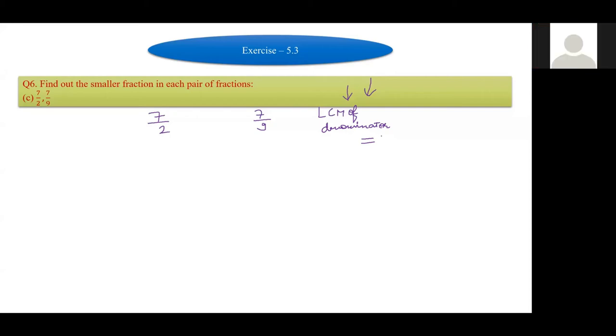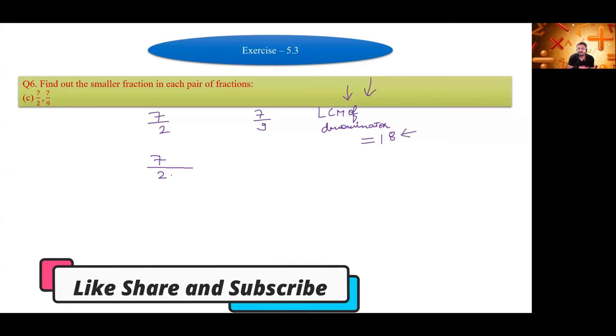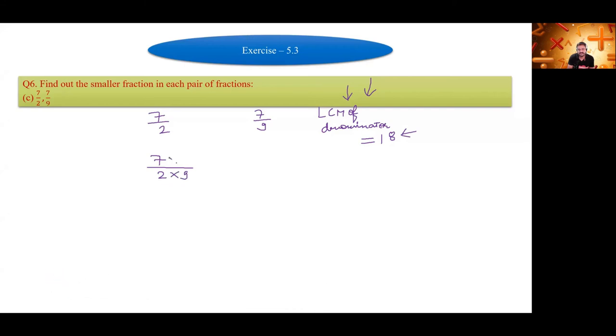Yes, sir, I will tell. Is it 18? Yes, sir. Okay, 18 is the LCM. So 7 by 2 is my first fraction. Now I have got the LCM 18, so what do I need in the denominator? I need 18 everywhere. So how will 2 become 18? When I multiply by 9. If I multiply the denominator by 9, then the numerator also.